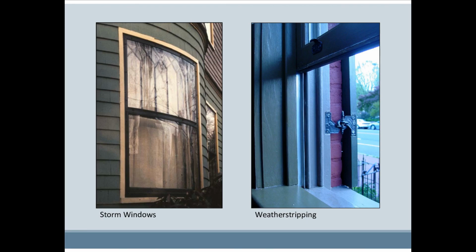Exterior storms have the added benefit of protecting the historic window itself, which more than compensates for their impact on the appearance of the window. When it comes to storm windows, we try to have the mullions hit the meeting rail. That way, the overall pattern and proportions of the window are still evident.